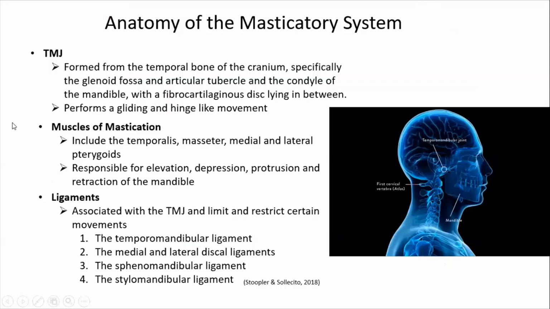Then we have the TMJ. This is formed from the temporal bone of the cranium, specifically the glenoid fossa and the articular tubercle, and the condyle of the mandible. And then in between that is a fibrocartilaginous disc that lies there. And the TMJ performs a gliding and hinge-like movement.